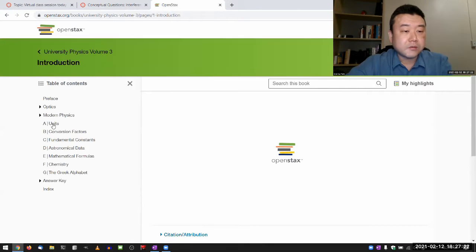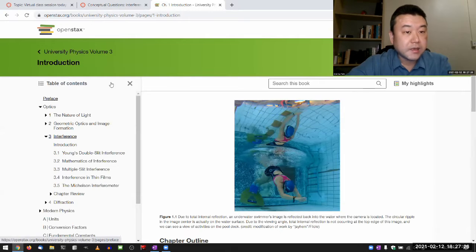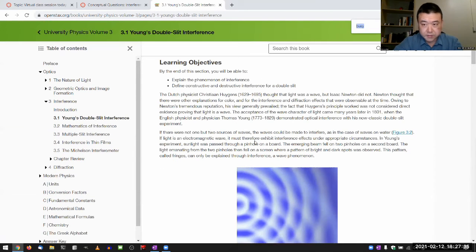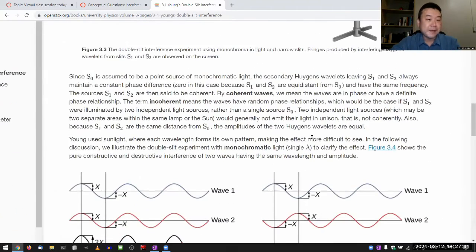that coherence, or lack of coherence, could be a potentially limiting factor in whether you can observe an interference effect or not. Let me see here, coherence. So they do talk about coherence here, and so there's some information there.